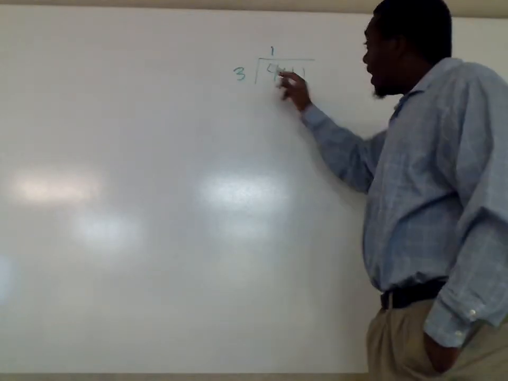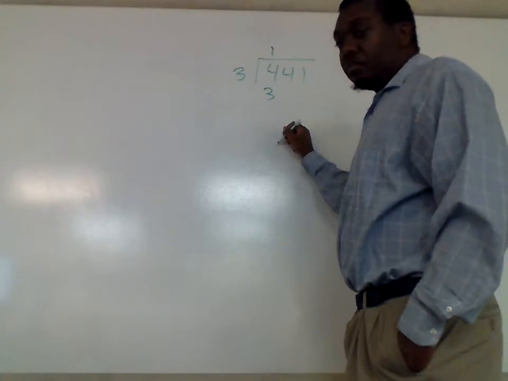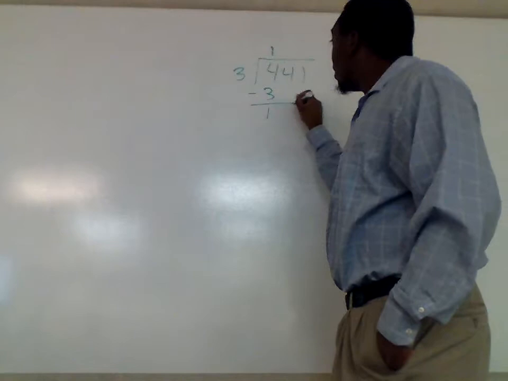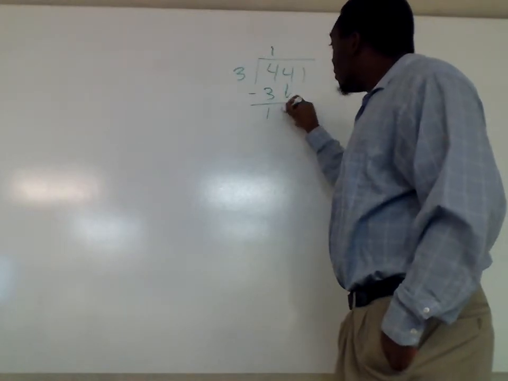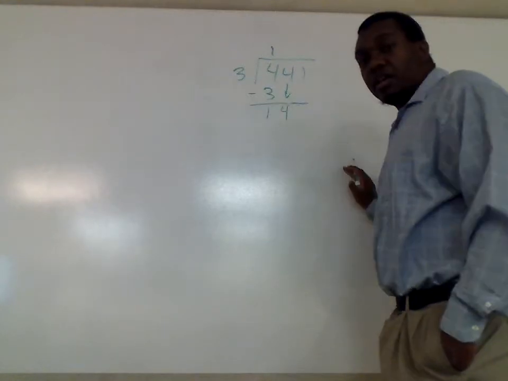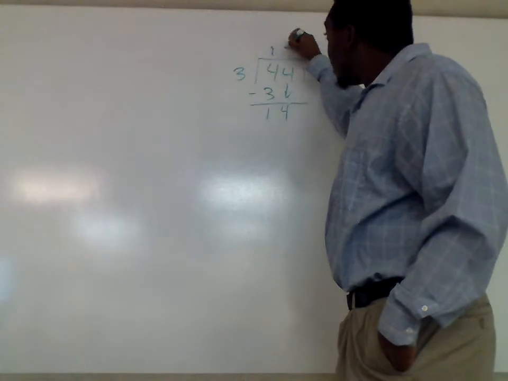And we would say that's a 1. And we would multiply down 1 times 3, and we will get 3. And we would subtract, and we would get 1. And then we would bring down the 4. And now we would say 14 divided by 3, a good approximation of that. We would then say the best approximation is going to be 4.